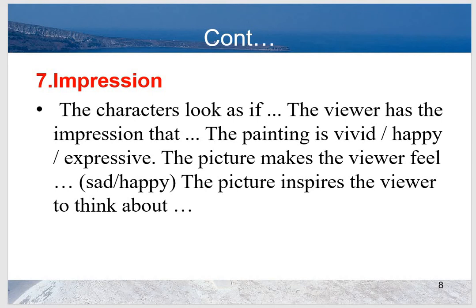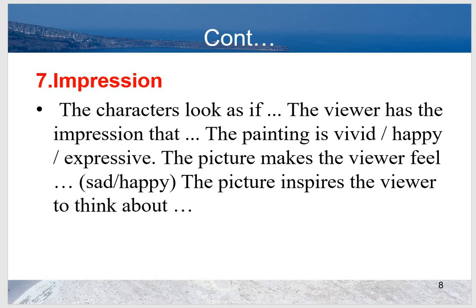Impressions mean, when you see something, what are your feelings? After looking at this picture, are you happy, sad? Suppose someone is taking pictures of a famine where people are dying because of hunger, so the impression is very sad. The characters look as if they were just bones. The viewer has the impression that a sad or gloomy impression has been mentioned.